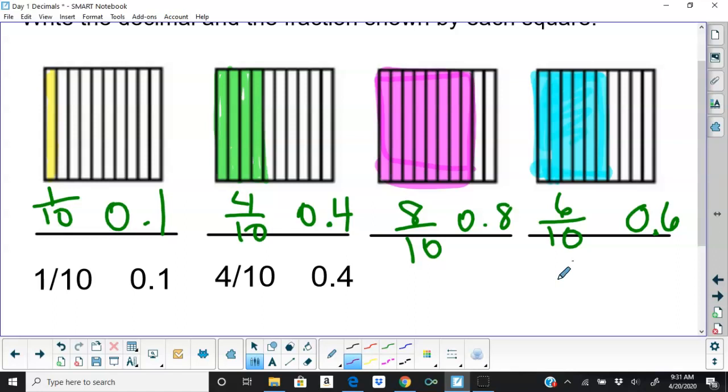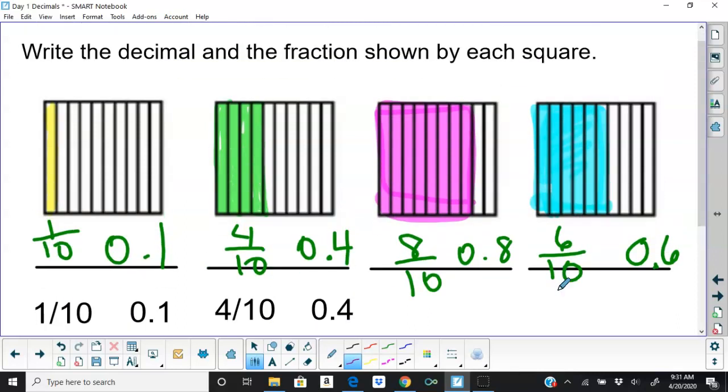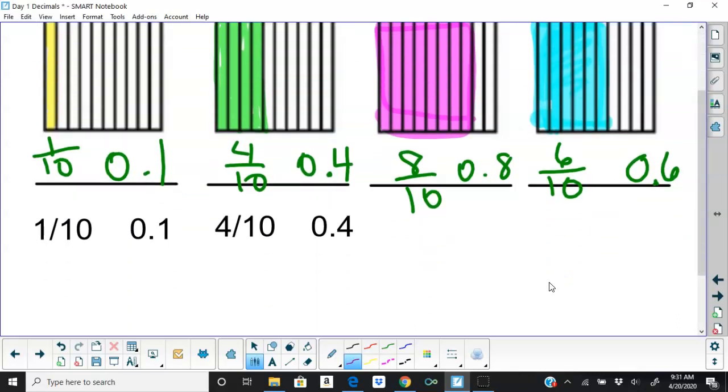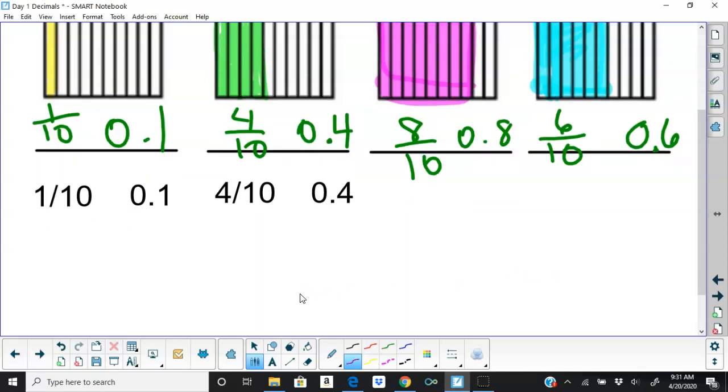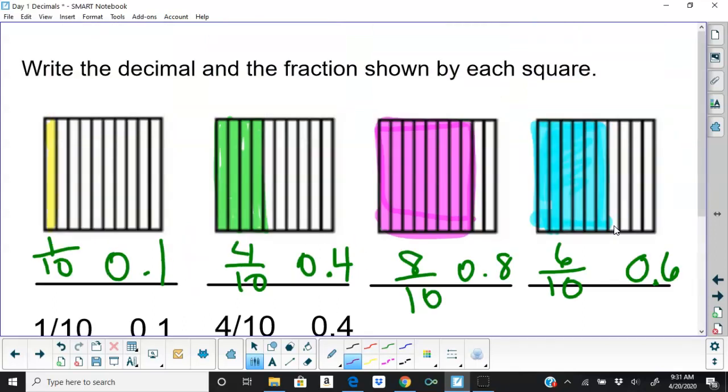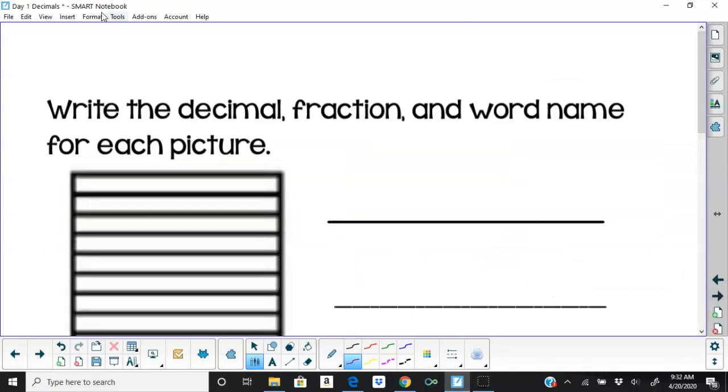Your classwork looks just like this. It's a colorful sheet with different decimals represented by pictures, and you're going to write the fraction and the decimal. One of them actually has nothing colored in. So if nothing is colored in, how many tenths do you have? Yeah, you would have 0 tenths. And it would just be 0 tenths and 0 tenths.